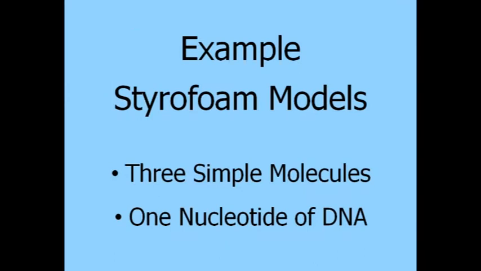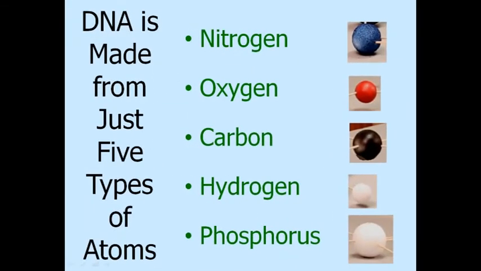In the next few minutes, I will show you how to make models of simple molecules and DNA by random chance. My models will be made of styrofoam balls and wooden sticks. All DNA is made from just nitrogen, oxygen, carbon, hydrogen, and phosphorus atoms. First, I will make 3 simple molecules, and then I will make 1 nucleotide of DNA.